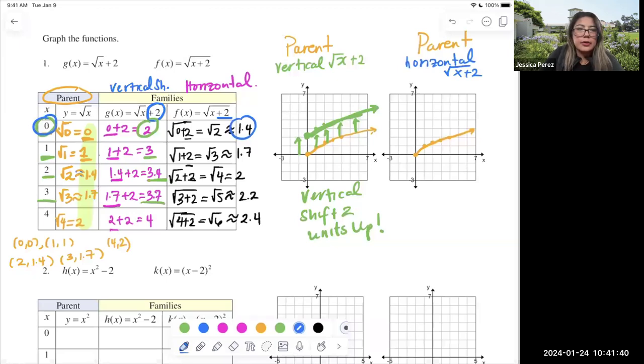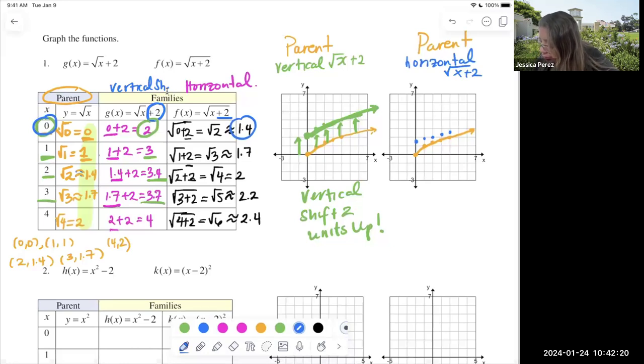So we have 0 and 1.4. So my x is 0 and my y value is 1.4, like right here. And then I have 1 and 1.7. And then we have 2 and 2. And then we have 3 and 2.2. And then we have 4 and 2.4.